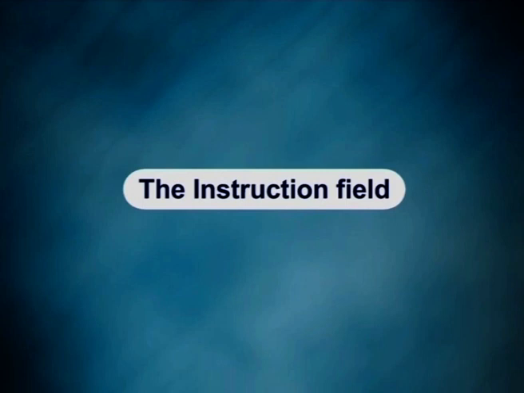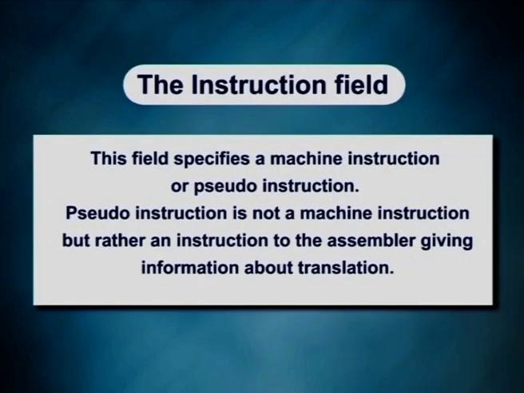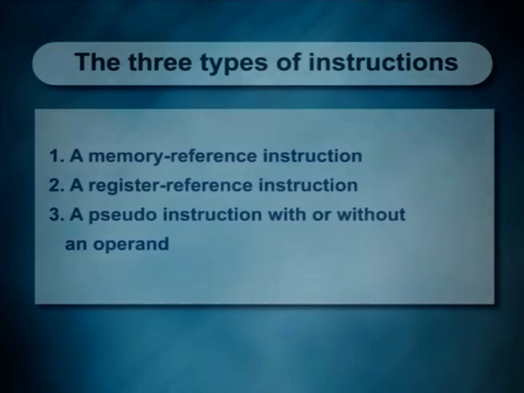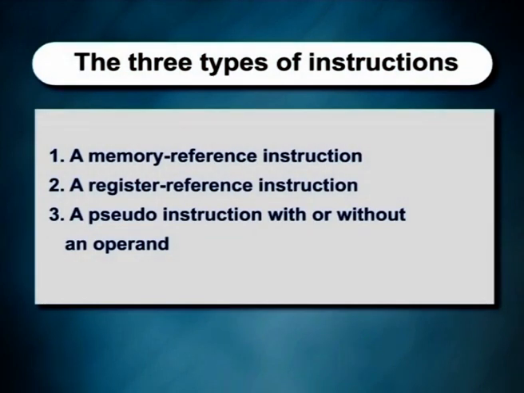Second is the instruction field. This field specifies a machine instruction or a pseudo instruction. A pseudo instruction is not a machine instruction, but rather an instruction to the assembler giving information about the translation. The instruction field may contain any one of the 3 types of instructions. The first one is a memory reference instruction, the second one is a register reference instruction, and the third one is a pseudo instruction with or without an operand.